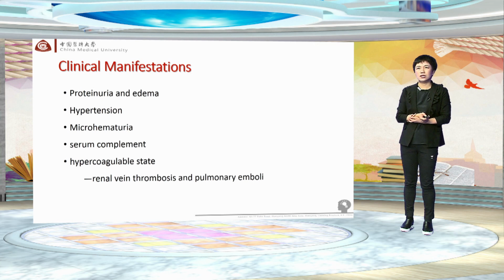Membranous nephropathy is the most common pattern of nephrotic syndrome to be associated with a hypercoagulable state and renal vein thrombosis. The presence of sudden flank pain, deterioration of renal function, and symptoms of pulmonary disease in a patient with membranous nephropathy should prompt an investigation for renal vein thrombosis and pulmonary embolism.